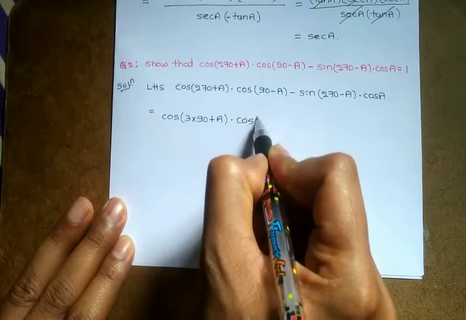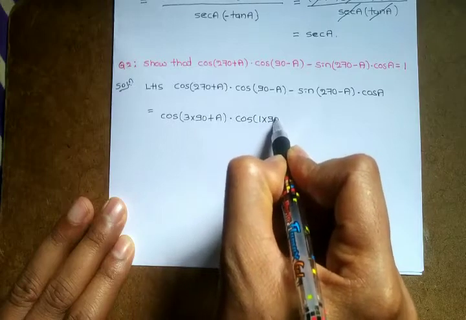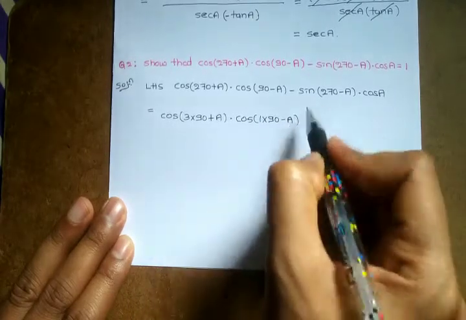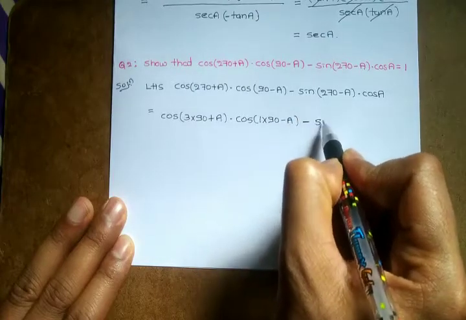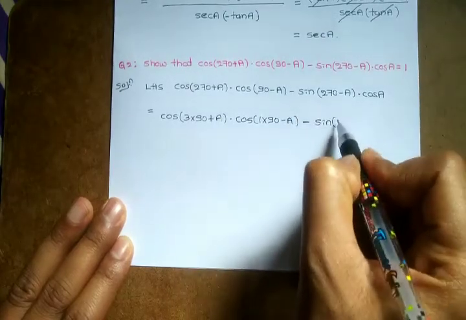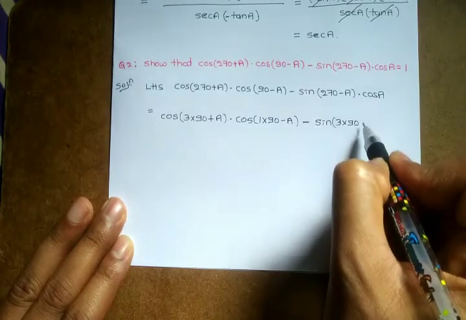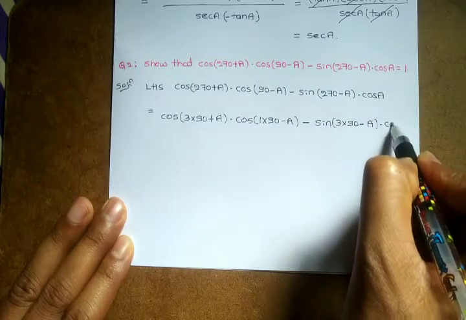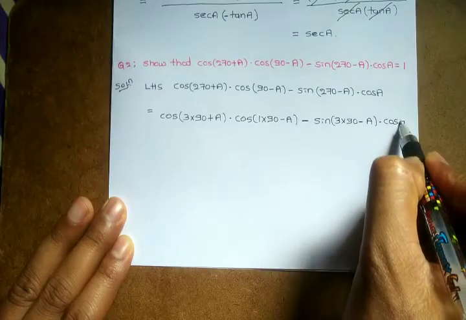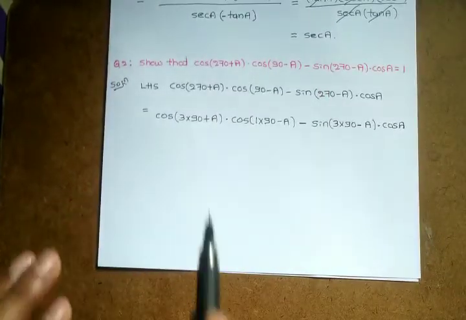Into next cos. 90 can be written as 1 into 90 − A, into minus next sin. 270 is there, how to write 270? 3 into 90 − A, at the end cos A is there, so keep that cos A as it is. Okay, so this is the first step.